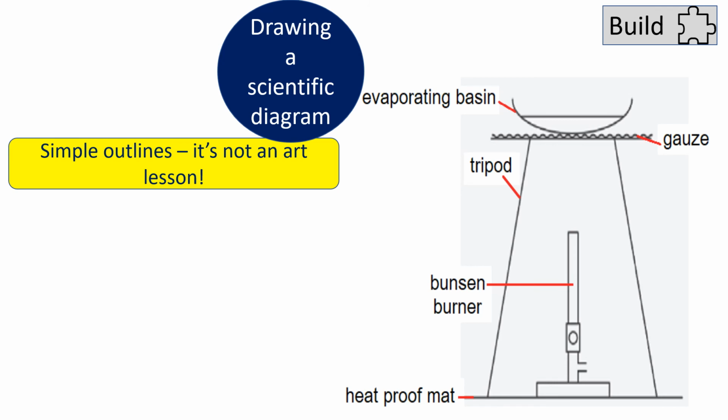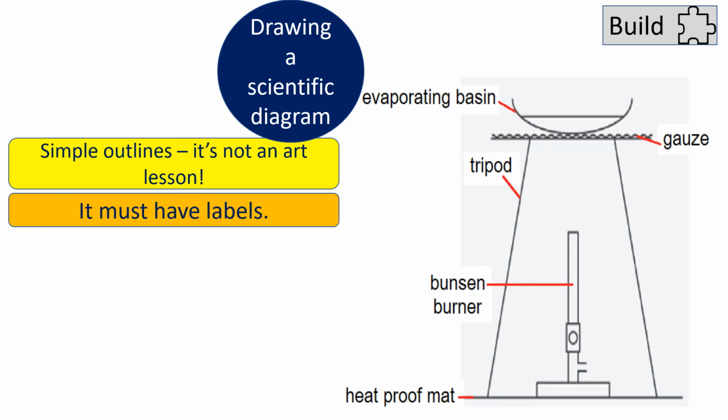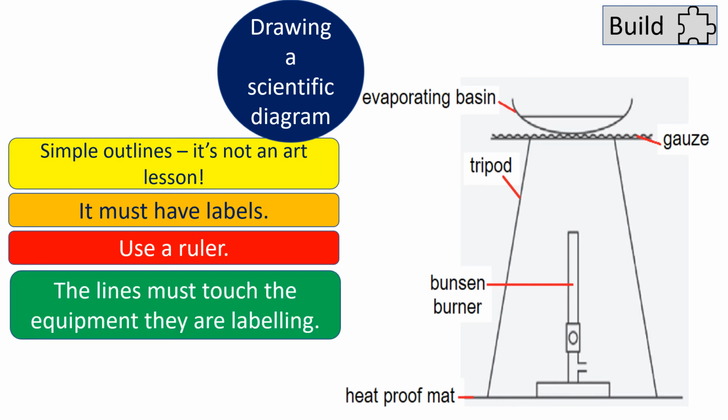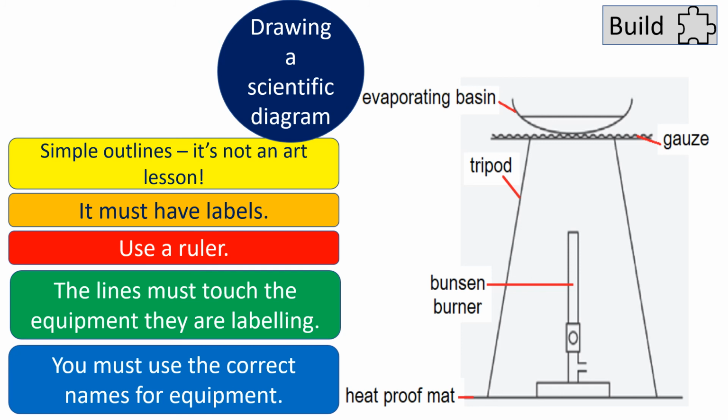Again, they are keen on these scientific diagrams. It's not an art lesson. It's got to have labels in order to be a scientific diagram. Use a ruler if you've got one. If not, just try to be as neat as possible. And the lines must be touching the equipment they're labelling. And of course, use the correct names for the equipment. Most of us would remember most of those. The one that we tend to forget is the evaporating basin, not a dish, not a bowl, the evaporating basin.